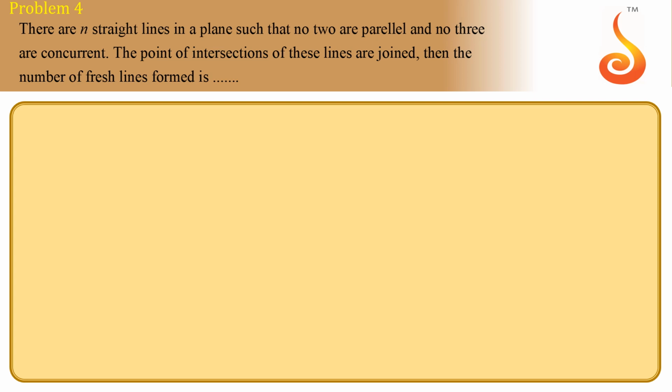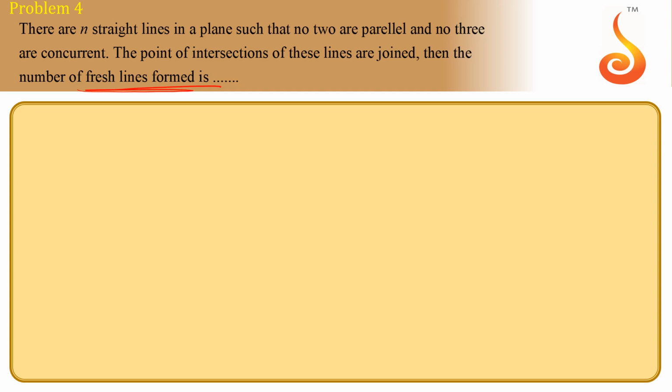There are n straight lines in a plane such that no 2 are parallel and no 3 are concurrent. The points of intersection of these lines are joined. Then the number of fresh lines formed are. Okay. So let us take, what is the meaning actually?